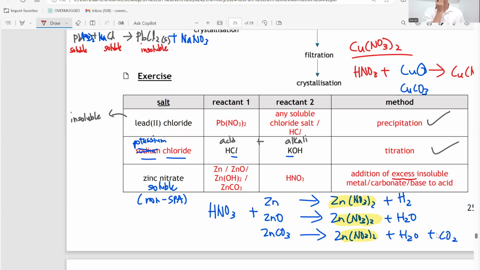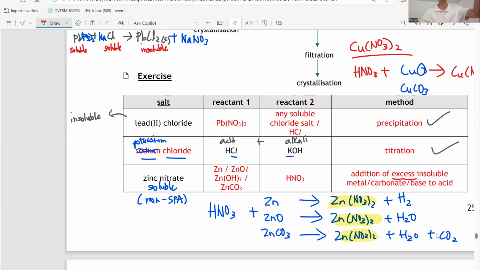Okay, so this is how we prepare a soluble non-SPA salt. Are we good? Question? You mean for the final method? You can choose any. So the question is, for the preparation of a soluble non-SPA salt, do I react with metal, base, or carbonate? You can choose. But later I'll teach you something special.